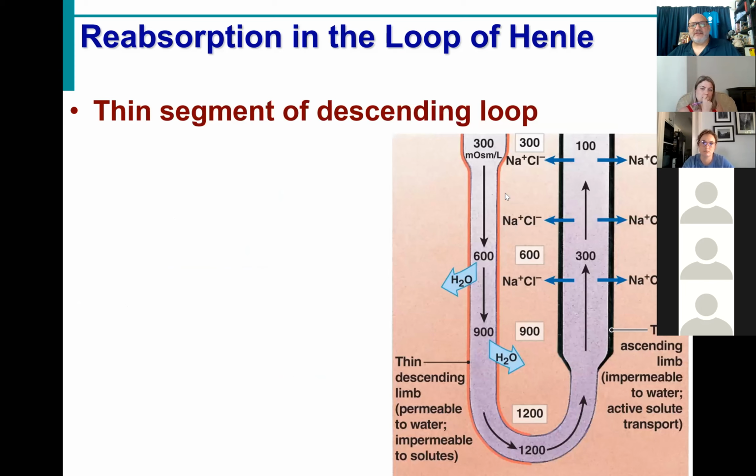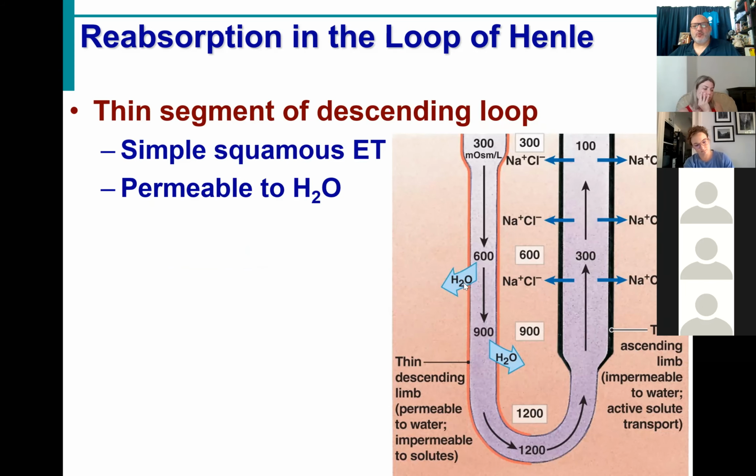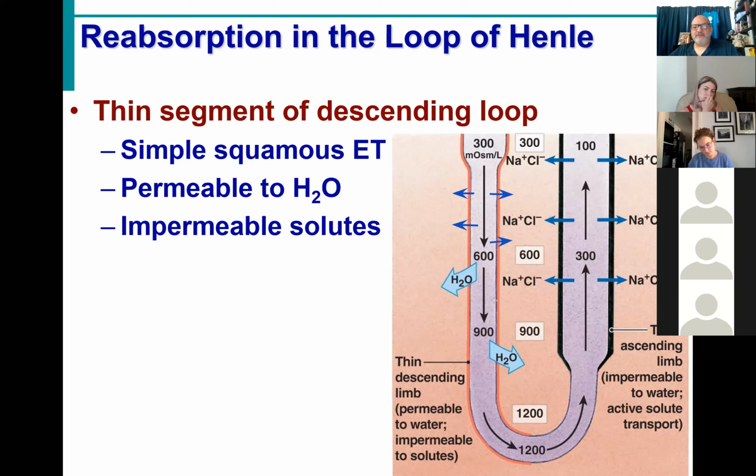This is important because then in that thin limb, our water is going to be drawn out. It has simple squamous cells that are permeable to water, but impermeable to solutes. So yes, there is a strong driving force for the sodium to want to come in, but it can't. But the water can leave, and that's exactly what's going to happen. Water is going to be drawn out of the filtrate. So the amount of solutes in the filtrate stays the same, but the volume of water changes, basically concentrating our filtrate, making it more concentrated, increasing its osmolarity.